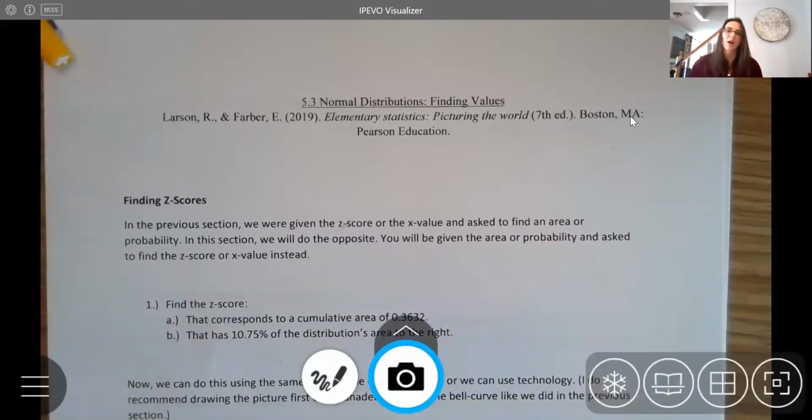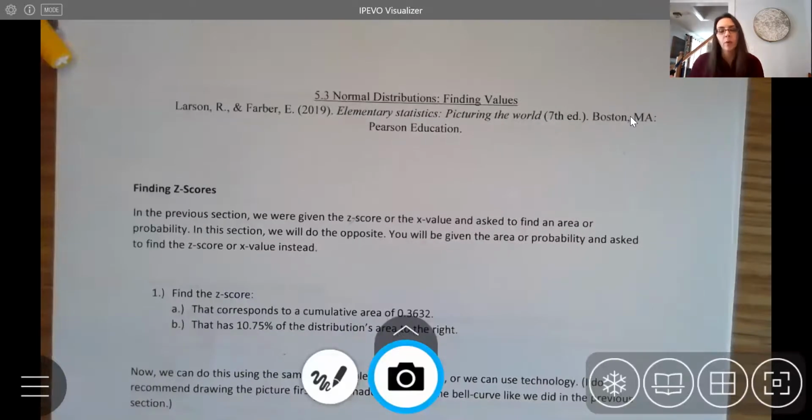Hi, everybody. We're going to work on section 5.3 today. And it's going to be very similar to 5.2, but we're going to actually be doing the opposite process.